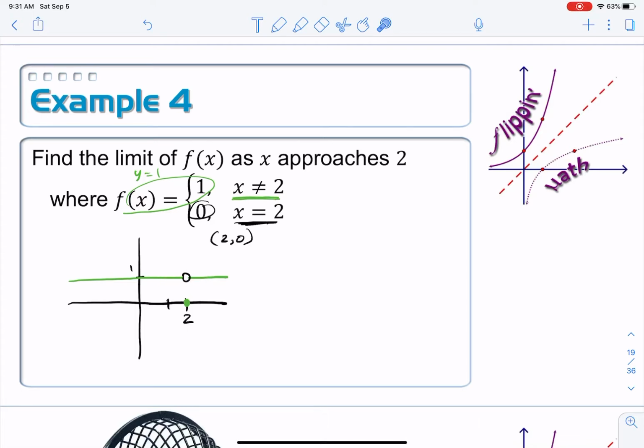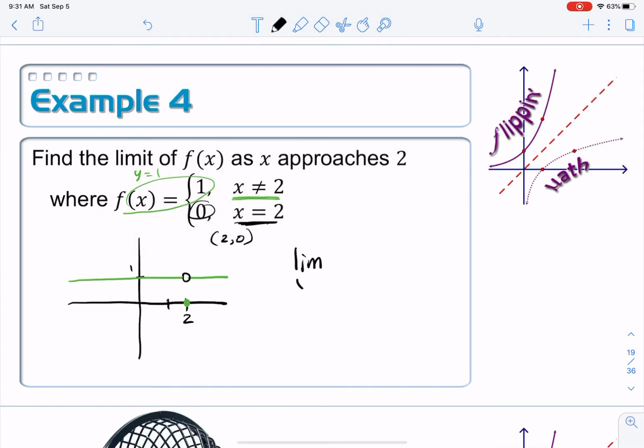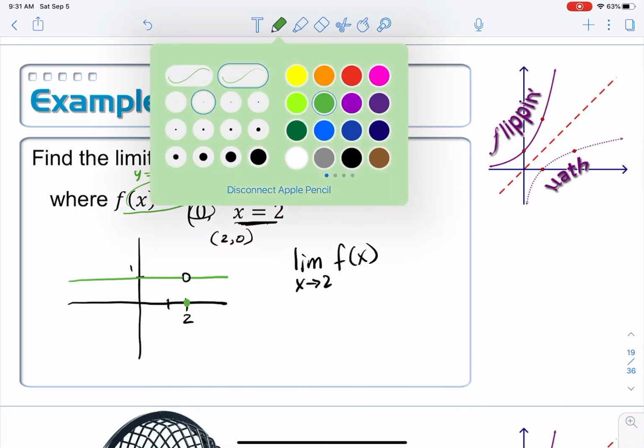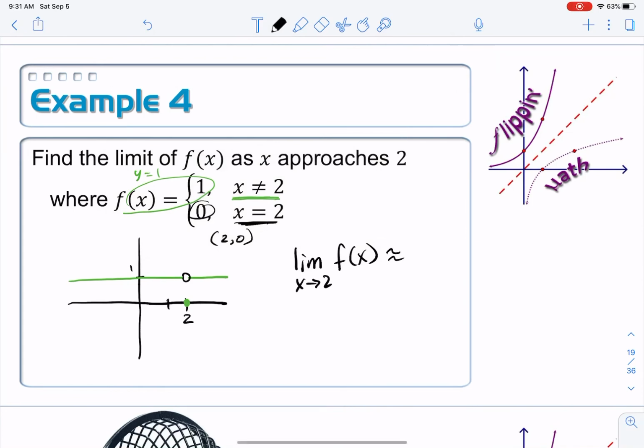So I'm going to write this. I'm going to say that the limit as x approaches the number 2 of f of x. When you have a piecewise function, you don't want to put the piecewise function inside the limit, so we define it elsewhere, and then we just write the name of the function inside of the limit, and we can say that this thing is approximately equal to 1.